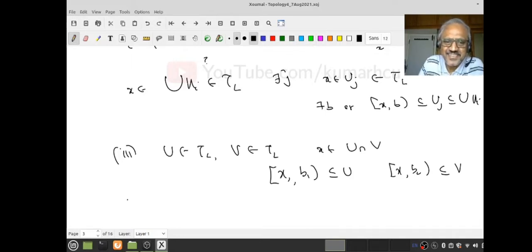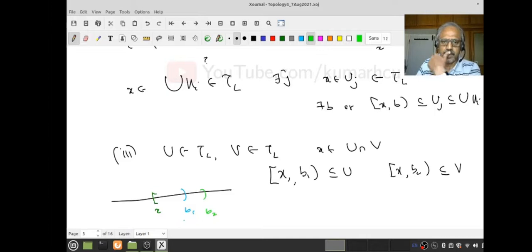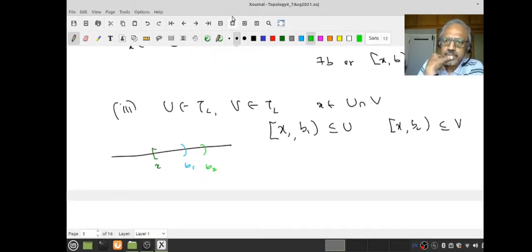So this is my R and this is my x. And this is my b1 and this may be my b2. Or this may be my b1 or this may be my b2. Maybe this is my b, maybe this is my b2, this is my b1. So the answer is clear.